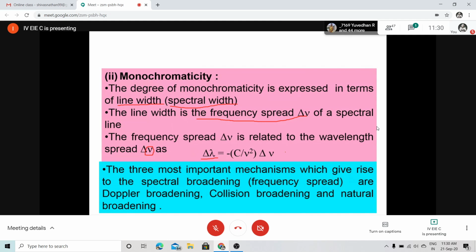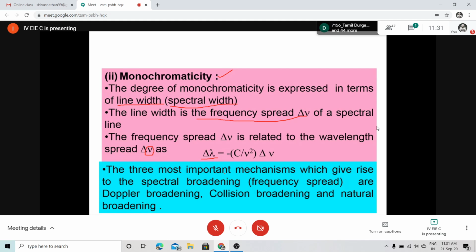So del V is the frequency spread, and it is related with del lambda. We are talking about monochromaticity here, which is about the wavelength. Clear? It is about a single wavelength. So the change in wavelength is related with the change in frequency, which is given by del lambda equal to minus C divided by V squared times del V.